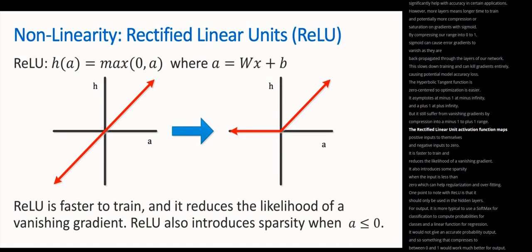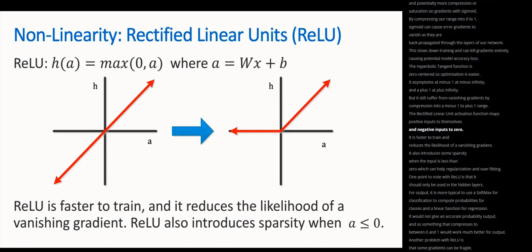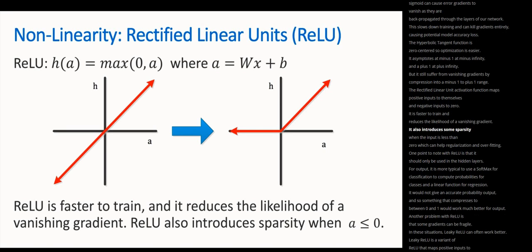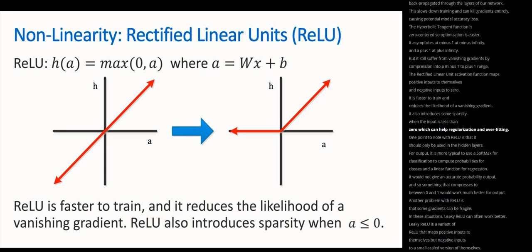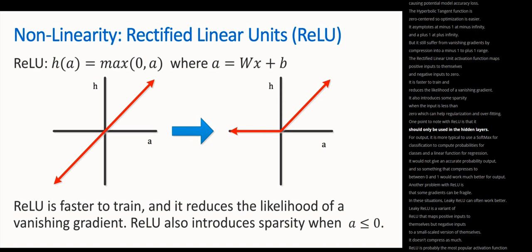The rectified linear unit activation function maps positive inputs to themselves and negative inputs to 0. It is faster to train and reduces the likelihood of a vanishing gradient. It also introduces some sparsity when the input is less than 0, which can help with regularization and overfitting. One point to note with ReLU is that it should only be used in the hidden layers.